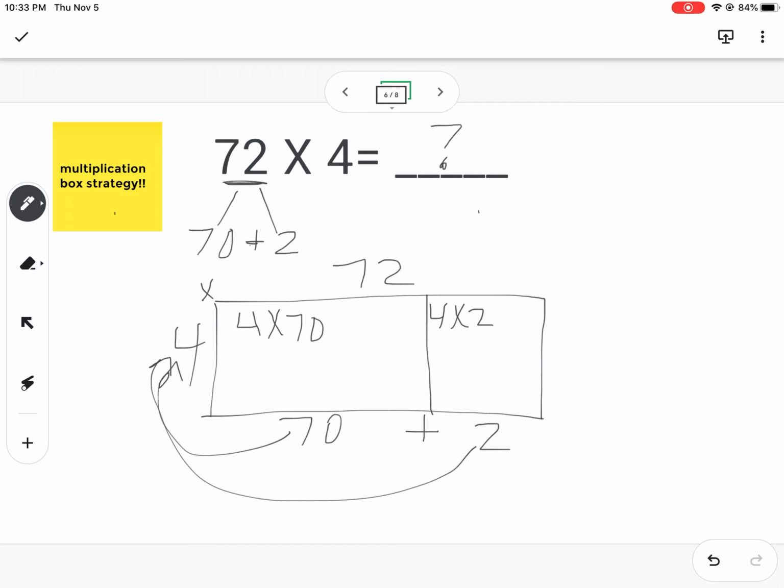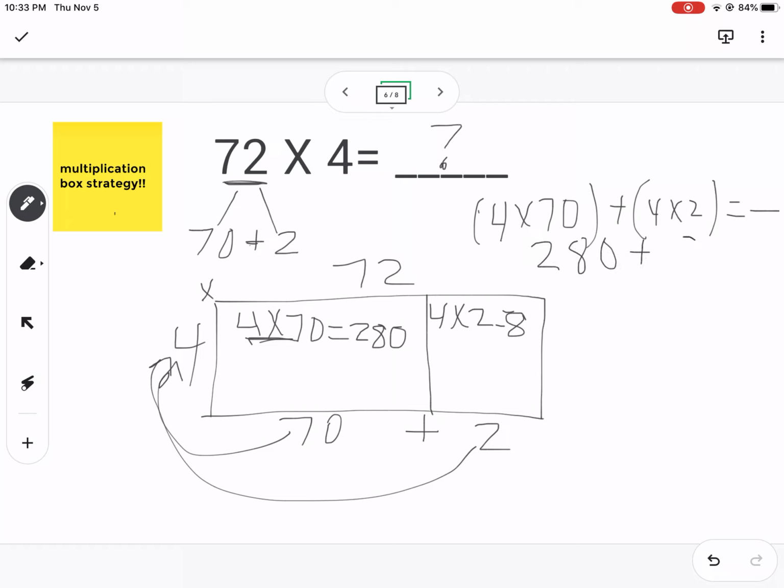So when we see 4 times 70, my eye directly goes to this basic fact, 4 times 7. I know 4 times 7 is 28, and then I just have to add on a 0 and make it 280. And then 4 times 2, I definitely know that's 8. So if I wanted to write an equation, my equation would be 4 times 70 plus 4 times 2 equals my blank. So it's 280 plus 8, which equals 288. So that would be my final answer. 72 times 4 equals 288.